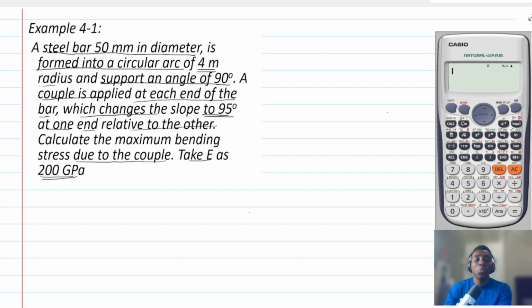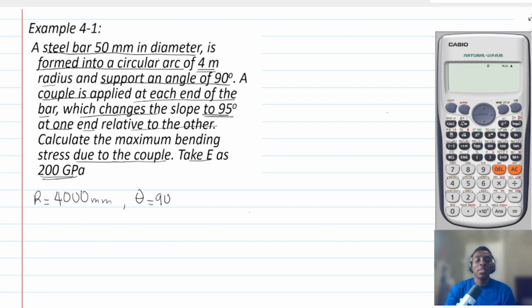This problem is pretty much simple and straightforward. Now, the first thing to look at is that this question is actually a curved bar problem. So you have to first of all look at the radius of the arc which is formed, and that radius is given as 4. So a circular arc of 4 meters radius. So the radius is 4 meters, basically the same as 4,000 millimeters. And then you were given the initial angle which was 90.